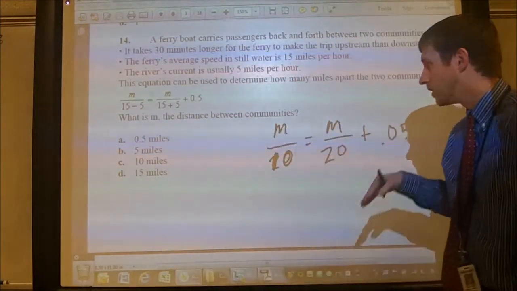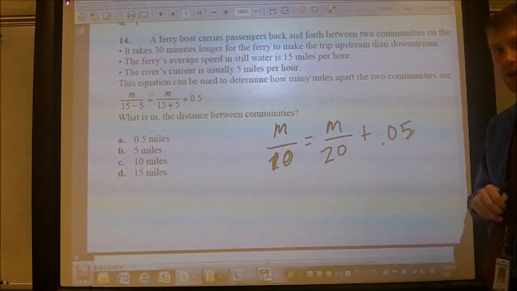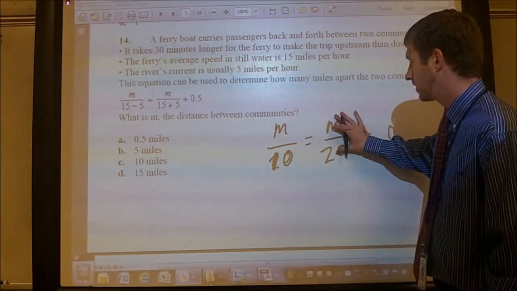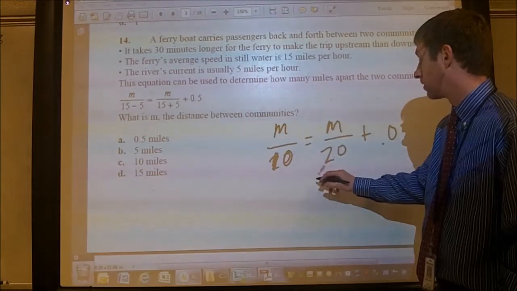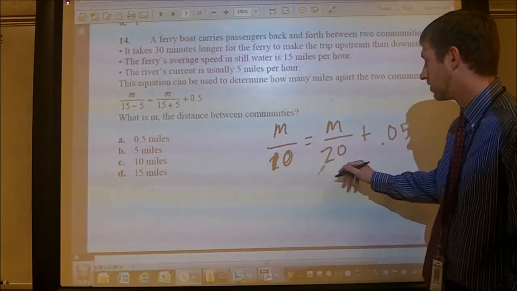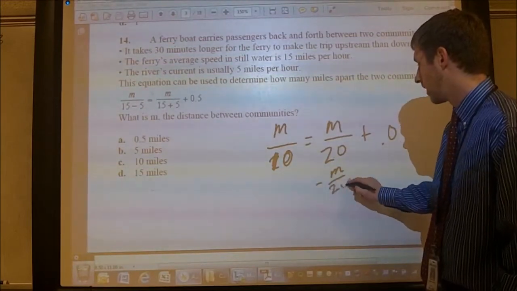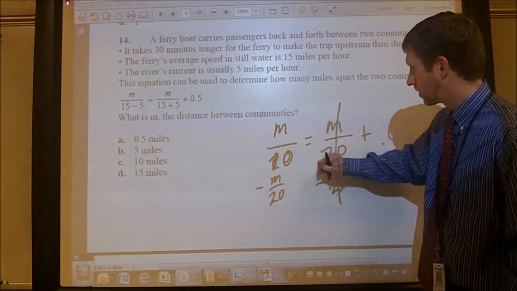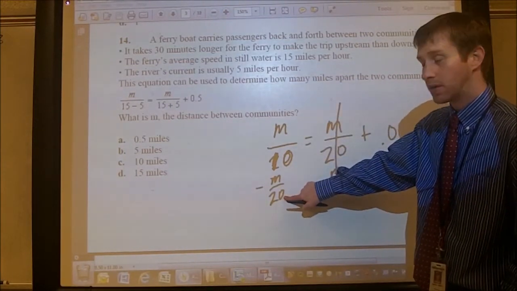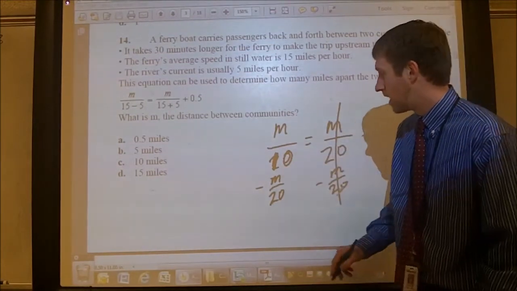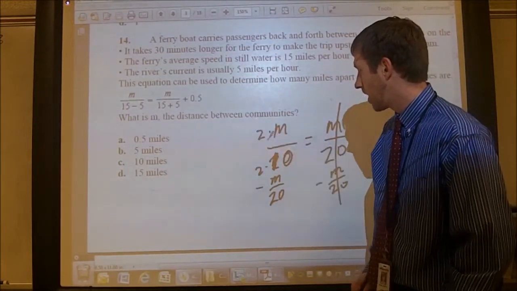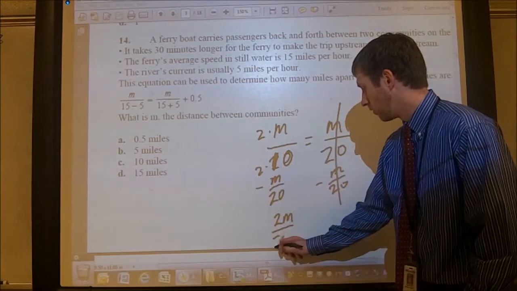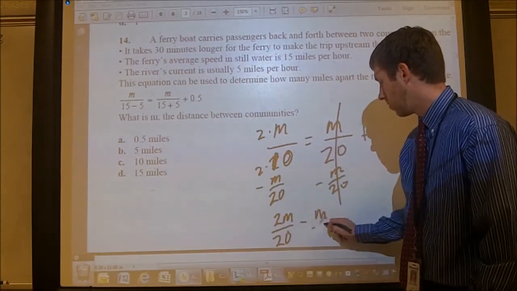They want to know what M is. So in other words, we're solving for M, so we need to try to get all our M's together. So I'm going to move this over to the other side, and to do that I need to subtract it, right? So I subtract M over 20, subtract M over 20. Now I'm subtracting fractions, right? So I need a common denominator. So I need to change this 10 to a 20, and I'm going to do that by multiplying by 2 in the top and the bottom. So now you have, let me write it side by side, 2M over 20 minus M over 20.